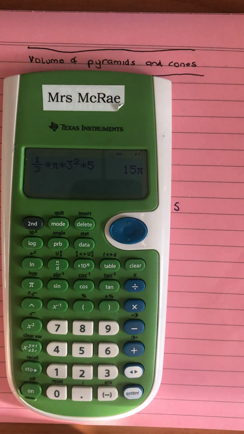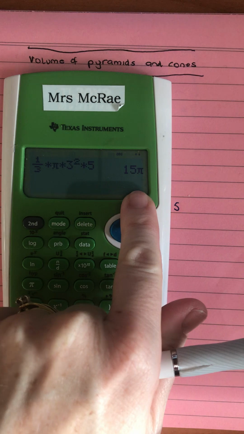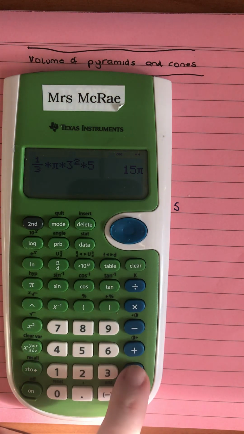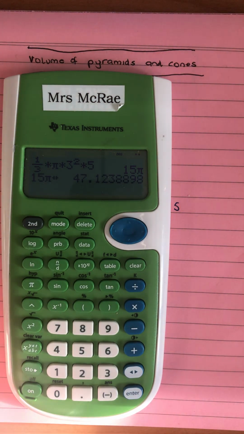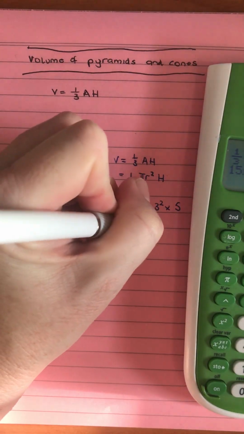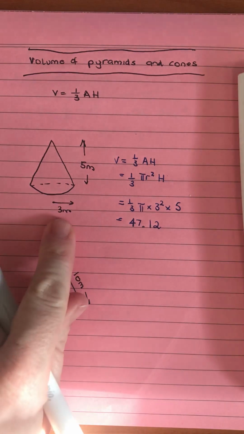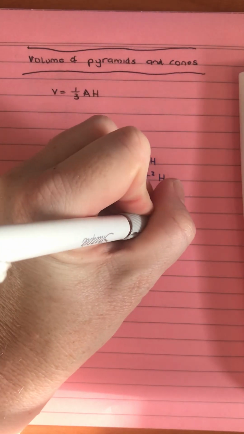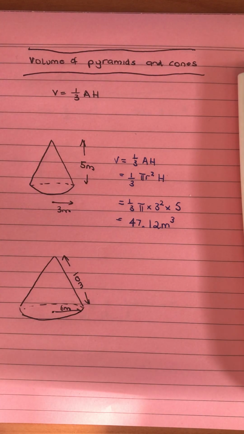On your calculator, if you've got this type, you will probably come up with 15 pi. Just press the little arrow here to take it to the decimal answer. So we get 47.12, and our unit is meters, so that will be meters cubed because we're working in volume.